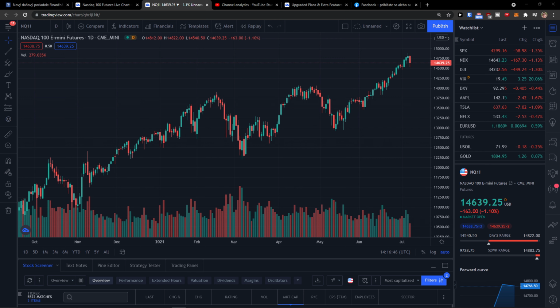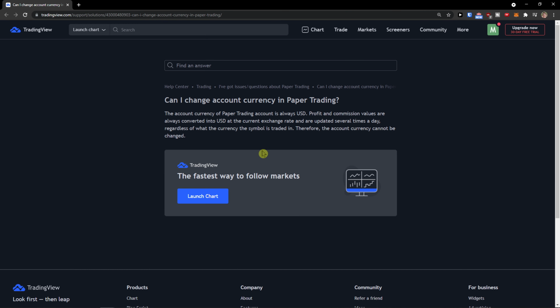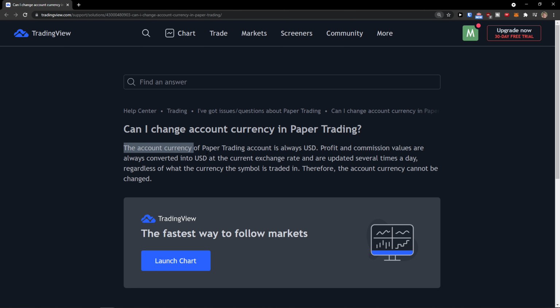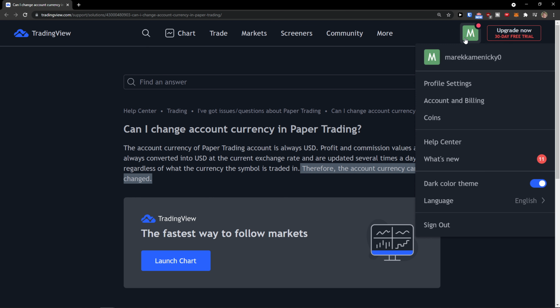Hey there guys, the question that many people have is whether you can change the currency for your paper trading in Tradingview, and this is the answer. Right now, the account currency of paper trading accounts is always USD. Profit and commission values are always converted into USD at the current exchange rate. Therefore, the account currency cannot be changed. This is something you have to keep in mind if you want to work with it.